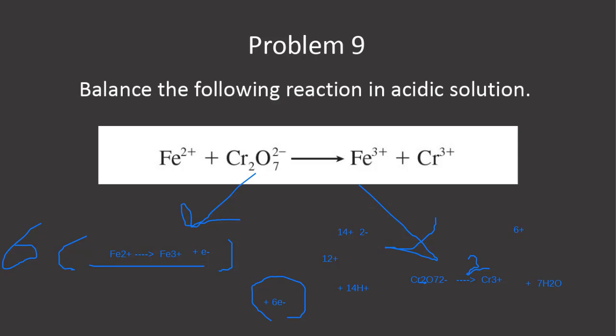Anyways, we could just add up everything and get a full balanced reaction. So that would be 2, or not 2, what am I saying? 6 Fe2+ plus 6 electrons plus 14 H+ plus the chromium thing, Cr2O7 2-, yields 6 Fe3+ plus 6 electrons plus 2 Cr3+ plus 7 H2O.